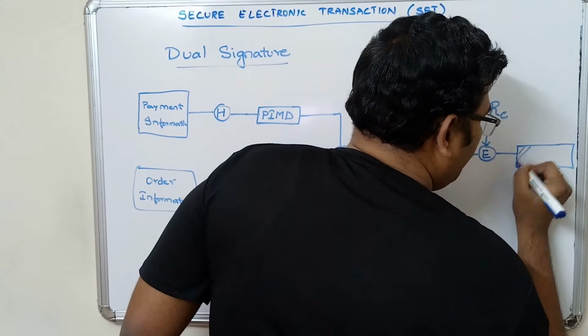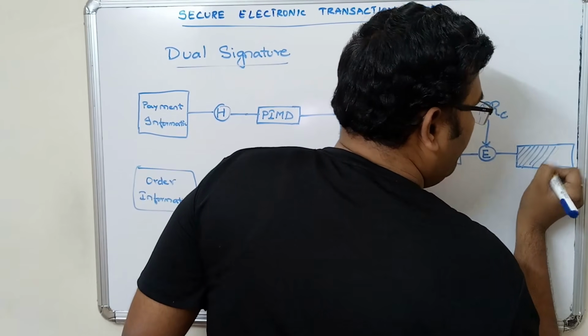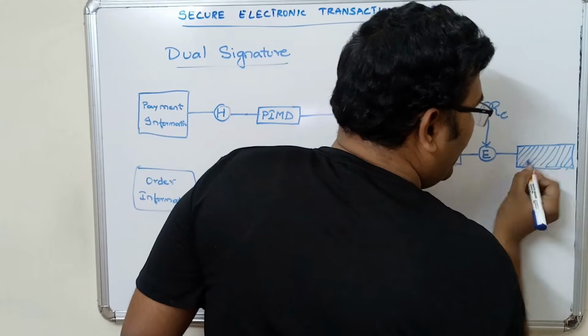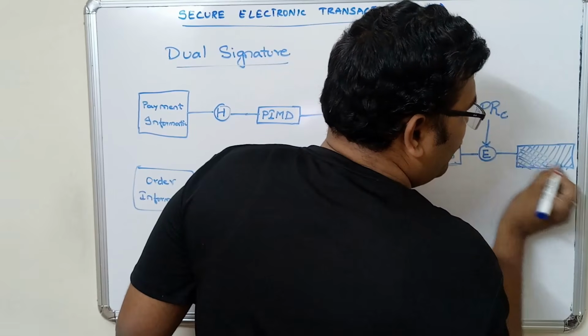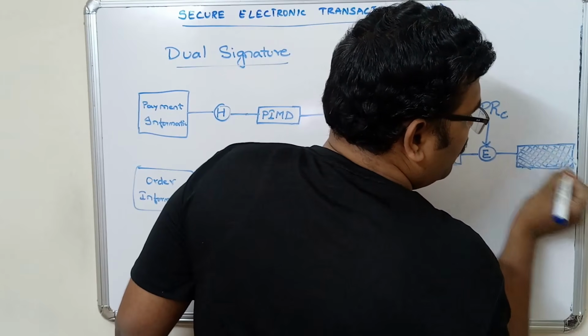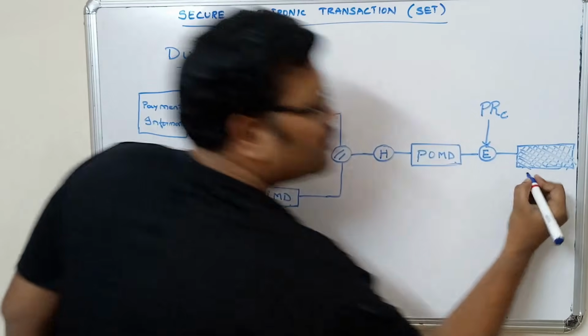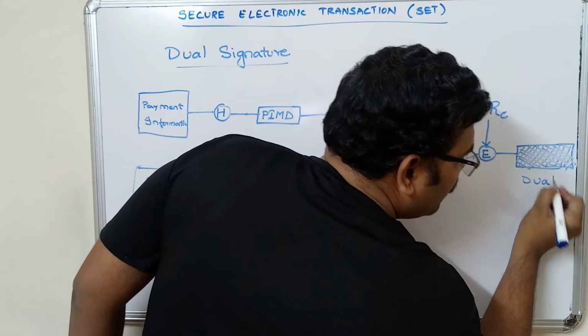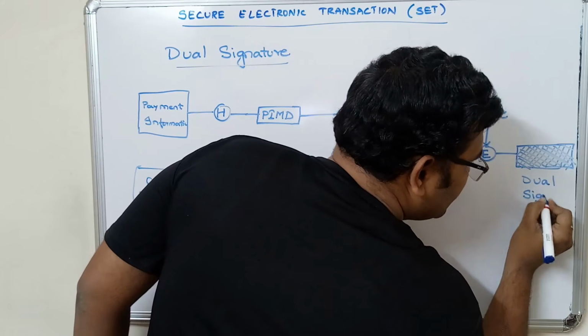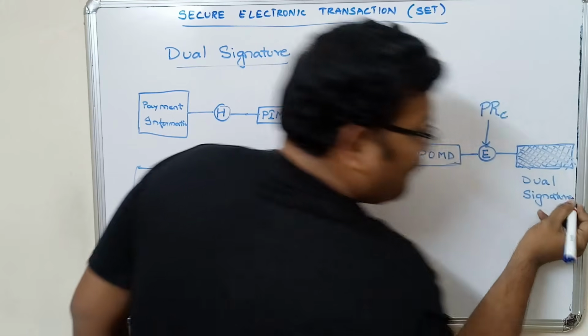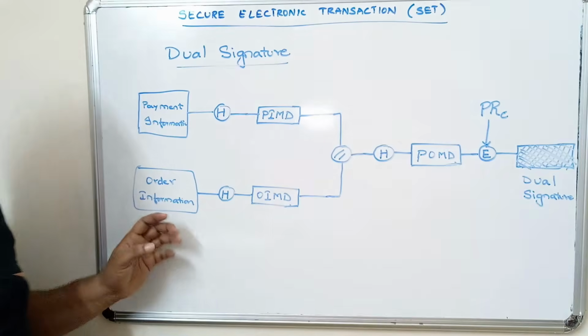So we will get the POMD in an encrypted format. This POMD in encrypted format, right? This we call a dual signature.